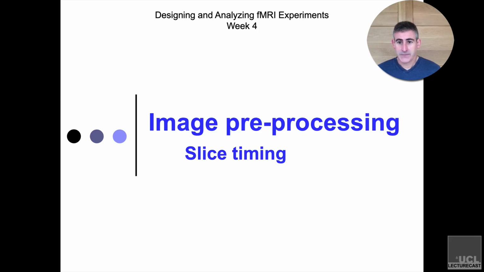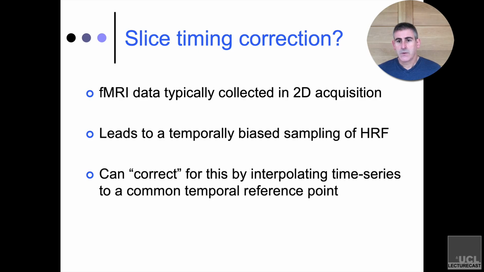In this final video, I want to talk a little bit about what's called slice timing correction, which essentially is the same issue as realignment, but rather than realigning in space, we're going to be realigning in time. So in normal scenarios, and we talked about this a little bit when we talked about sampling bias, we don't acquire the whole brain in one shot.